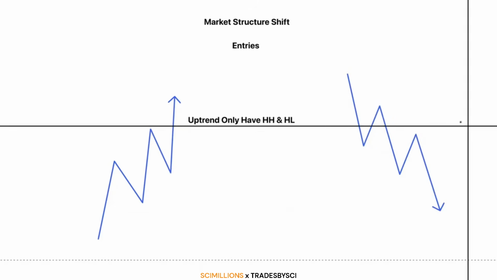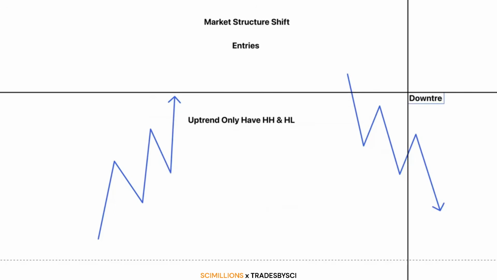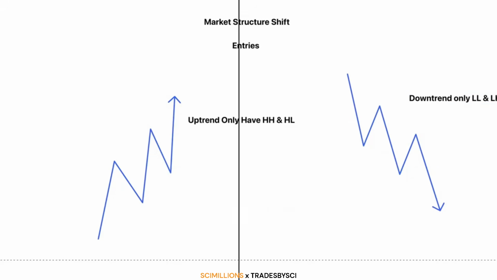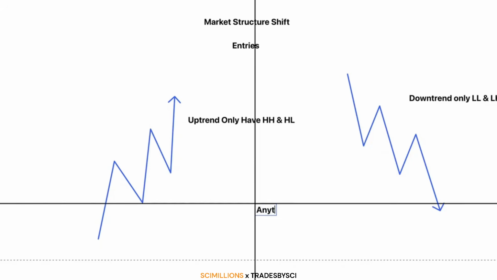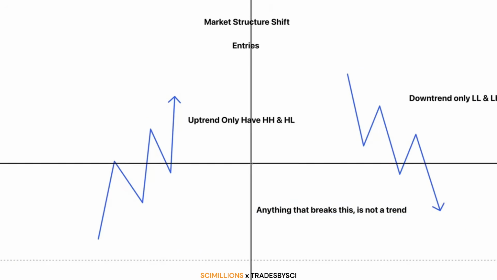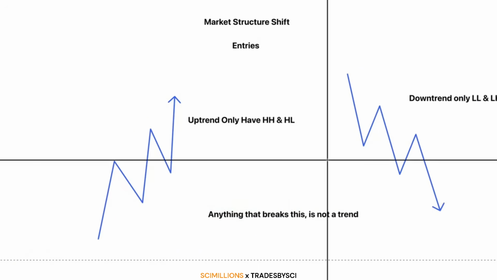Anything that breaks these rules, that means that it is not a trend, right? So downtrend, only lower lows, lower highs, right? Only that. So once again, anything that breaks this is not a trend. So with all this being said, we know what an uptrend is, we know what a downtrend is. This is going over entries.